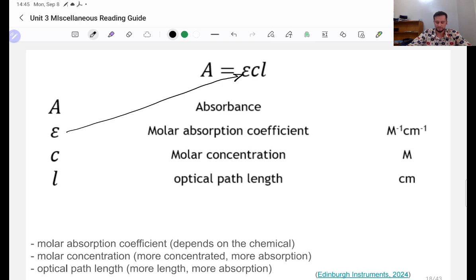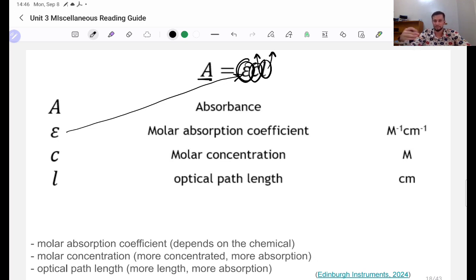But absorbance is A. The molar absorbance coefficient is epsilon, or E if you were in Ghana, and then the molar concentration is C, and the optical path length is L. And so we can see we have absorbance here. This is going to be specific for each chemical. So some chemicals, at the same concentration, absorb more light, and some absorb less light. And if molar concentration is higher, there's going to be more absorbance. And if the length of the tube is higher, that means more absorbance.